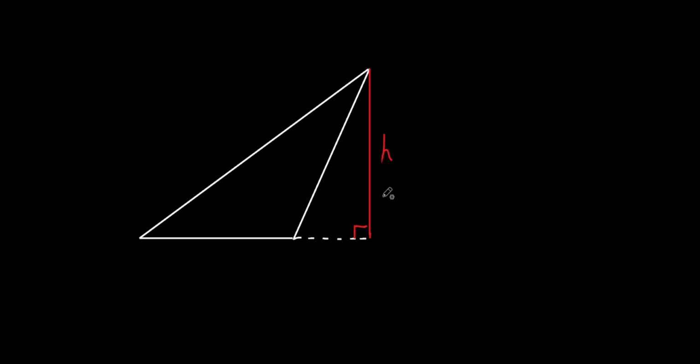And if this is the height, which one is the base? That one right there. And they tell you both of those numbers. Let's just make something up. Let's say that's 3, and let's say this is 4. And we got to find the area of that triangle.